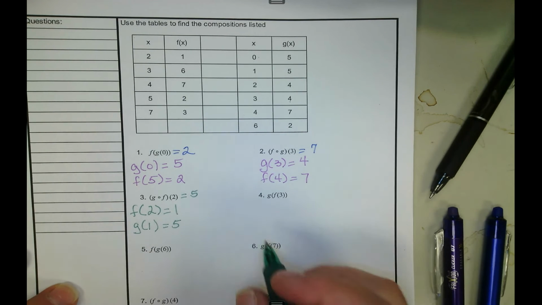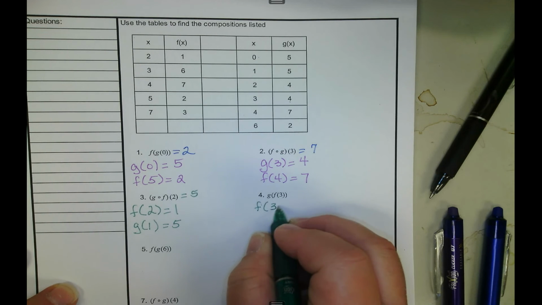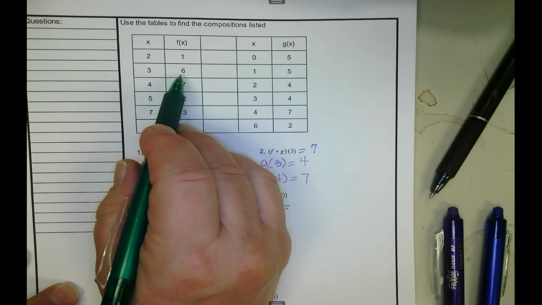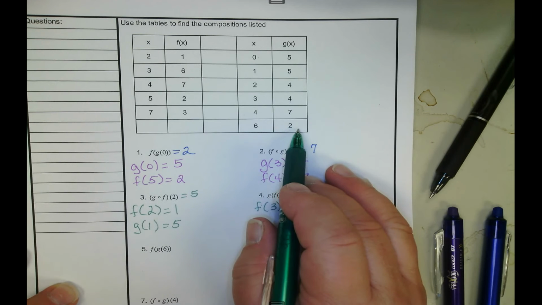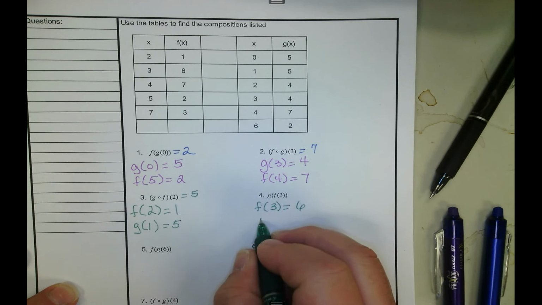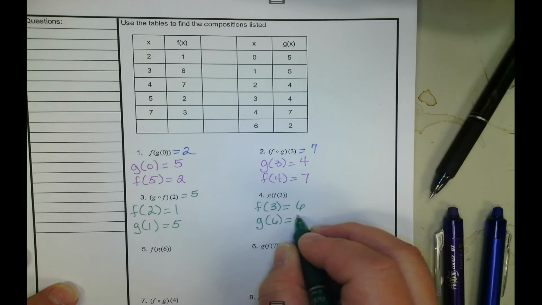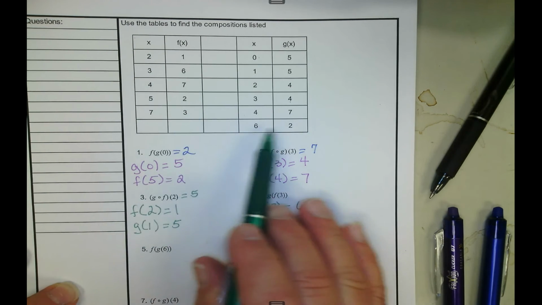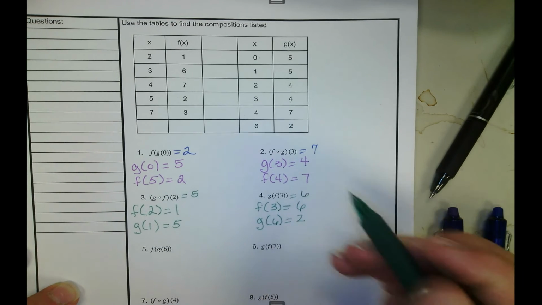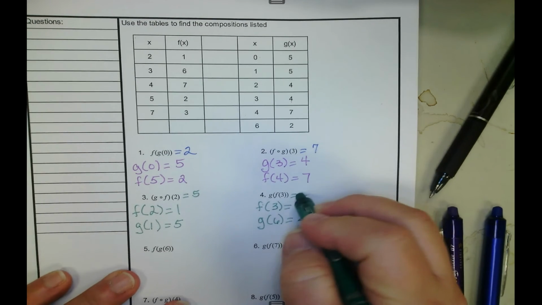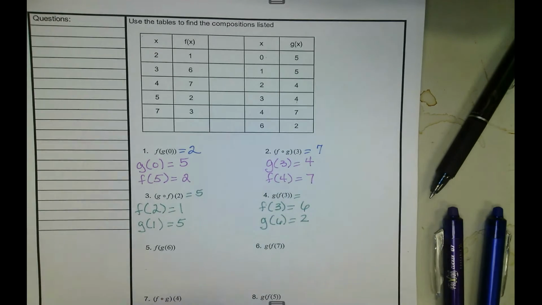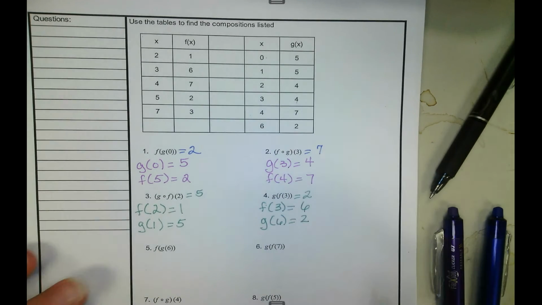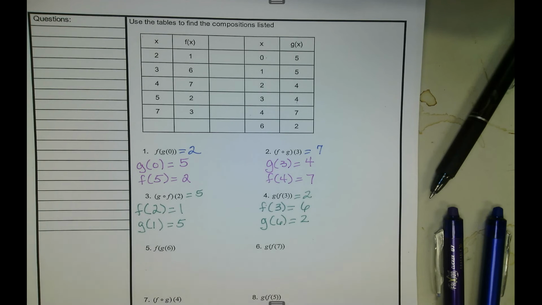We're starting on the table F again. This time we're using the x value of 3. 3 goes to 6, 6 goes to 2. That equals 2, not 6. Okay, pause the video and see if you've got it. If you're still struggling, listen to the next two examples and then pause and see if you have it.